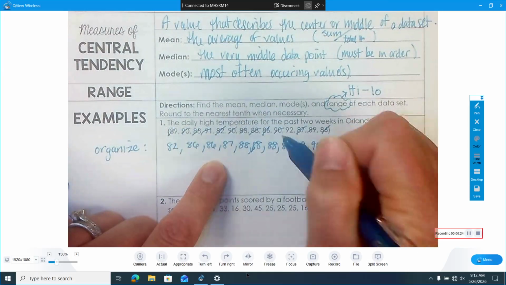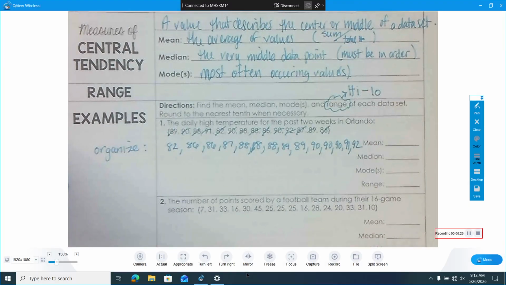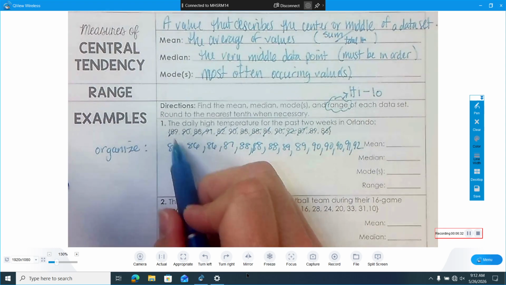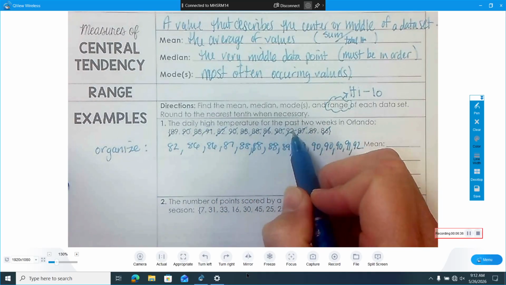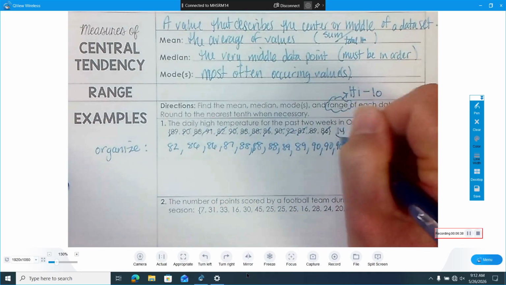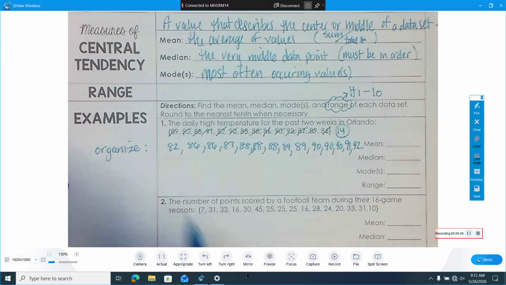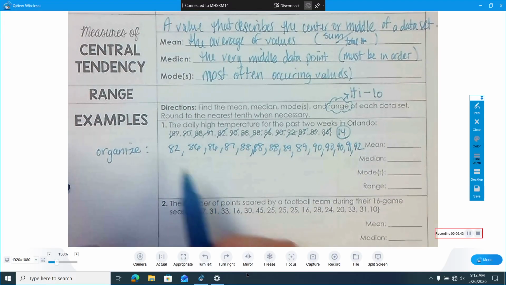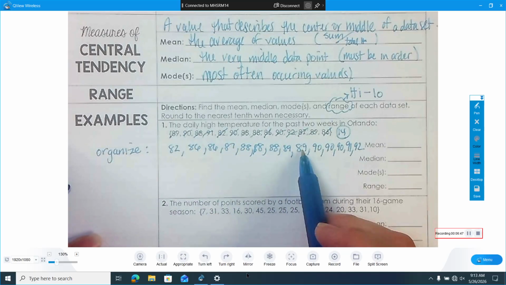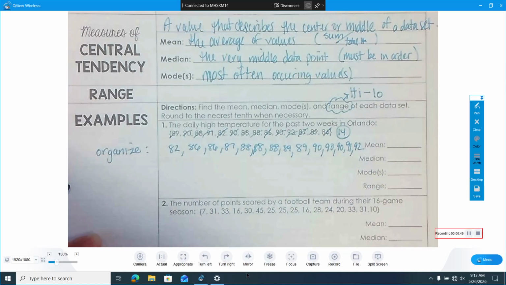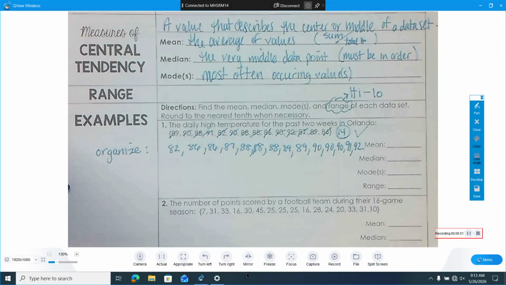Always a good idea to go back and count to make sure that I have the same number I started with. So I'm going to count them up. 1, 2, 3, 4, 5, 6, 7, 8, 9, 10, 11, 12, 13, 14. I got 14 data points there, and I wanted to make sure I got 14 in my organization as well. Okay, good. I have the same number on both. That's really, really important.